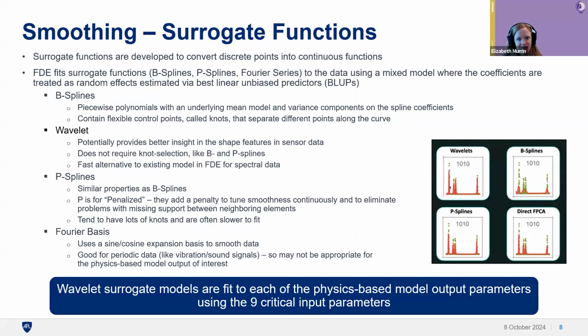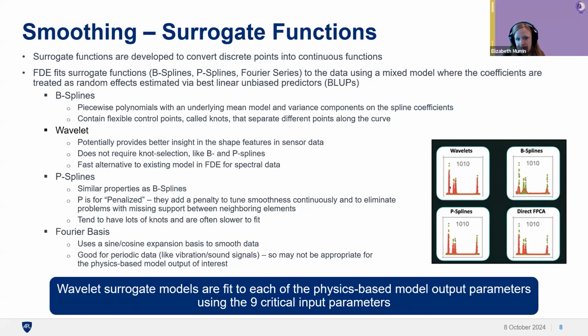So for surrogate functions, this is our smoothing step where we're now converting those discrete points into continuous functions. So there were 4 different types of surrogates that we considered. We looked at B-spline, P-spline, Fourier basis, and then wavelet. So for B-spline, this is piecewise polynomials with an underlying mean model and variance components with spline coefficients. So along your time curve, you're going to select how many different knots or control points that are flexible, and that's going to be separated along your curve.